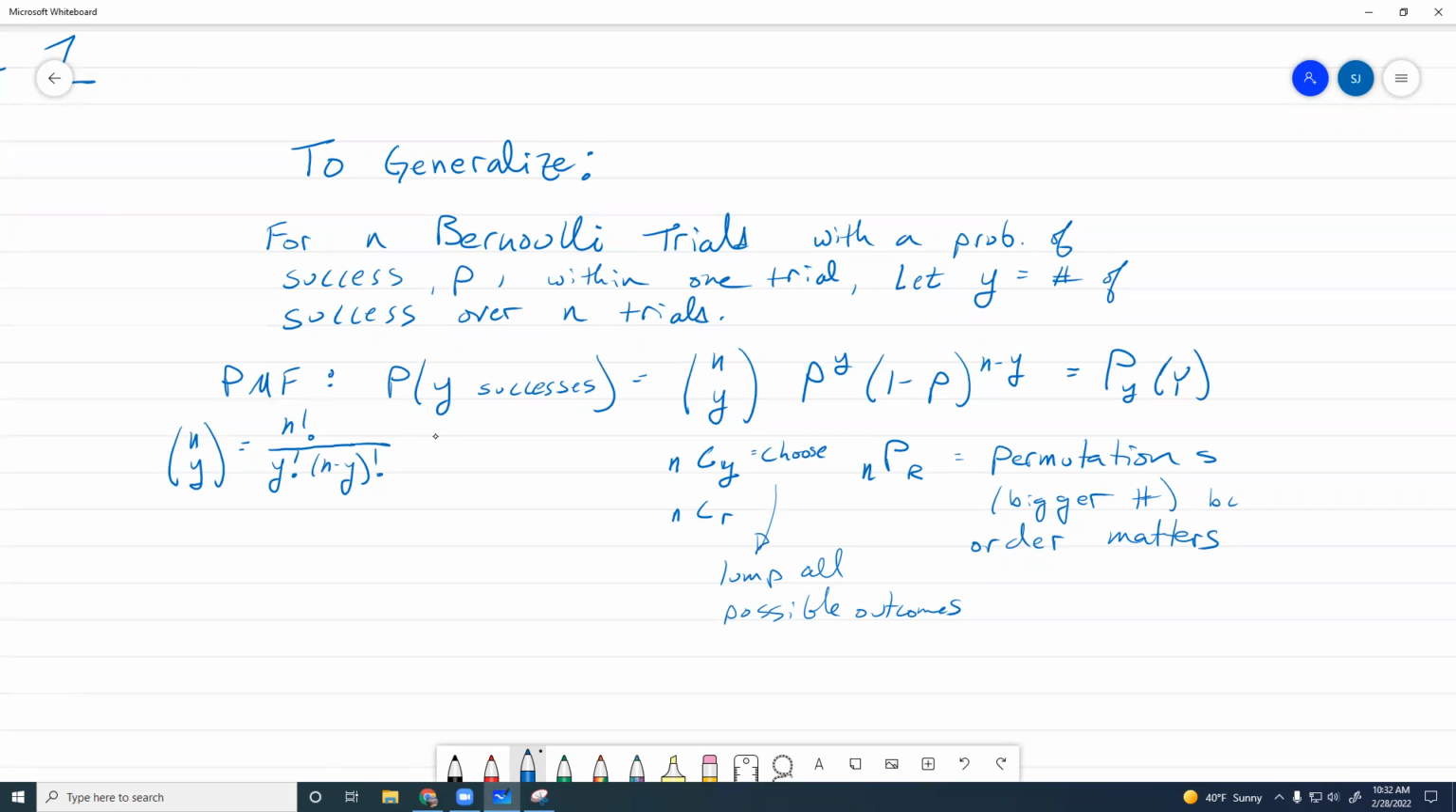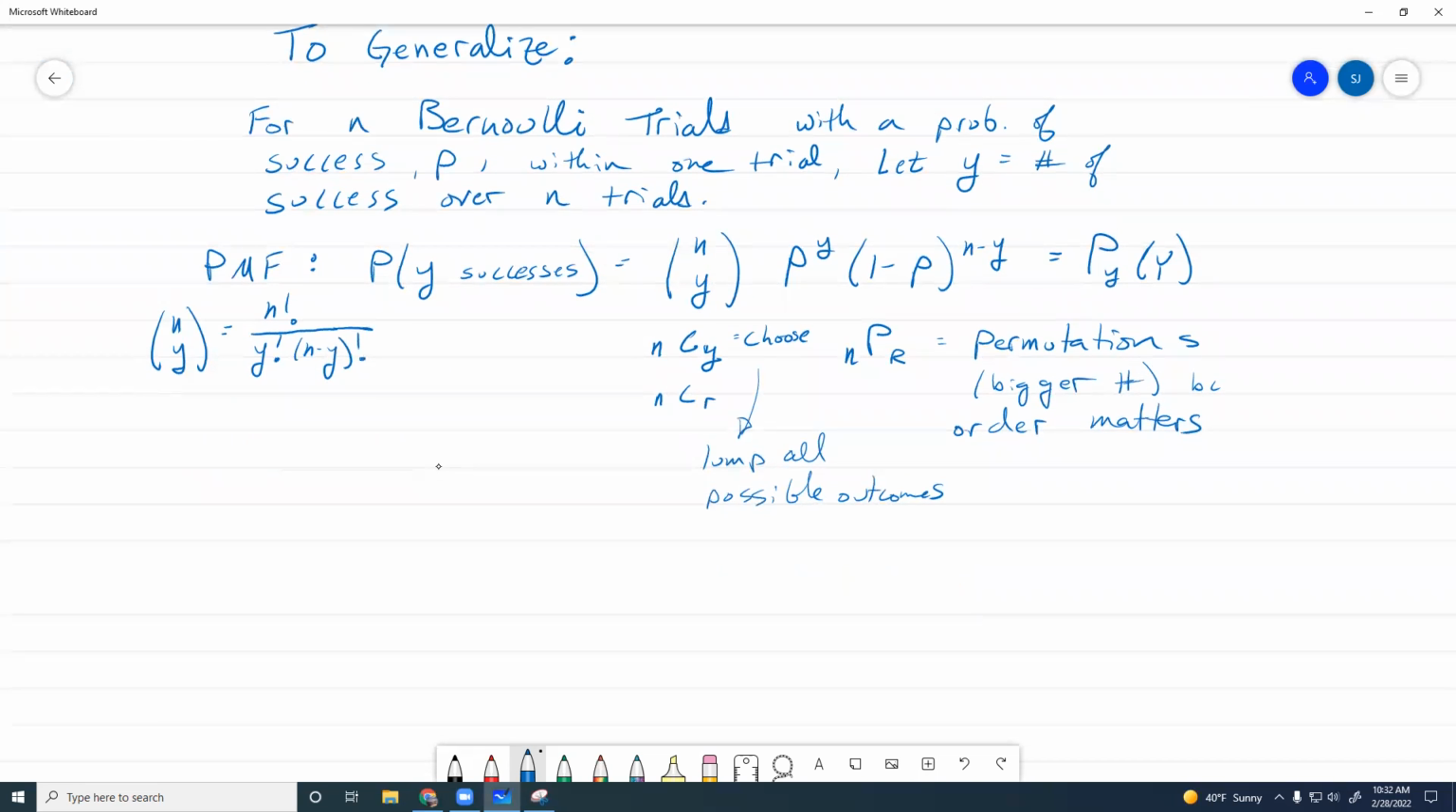Now the CDF is very similar. We're just summing up to a point. So I'll write that out, and then we'll play around with our probability key. The CDF is going to be the probability that big Y is less than or equal to y successes, and we write that as big F of y.